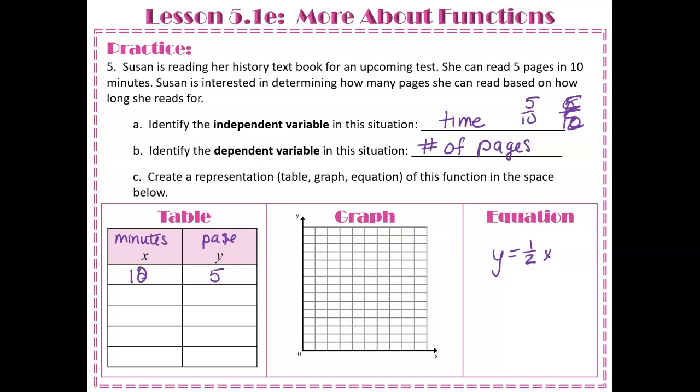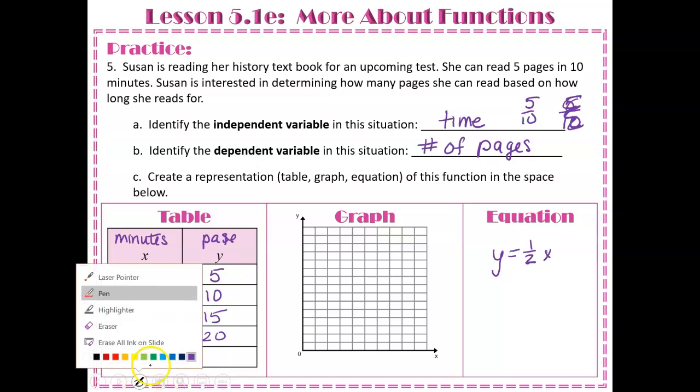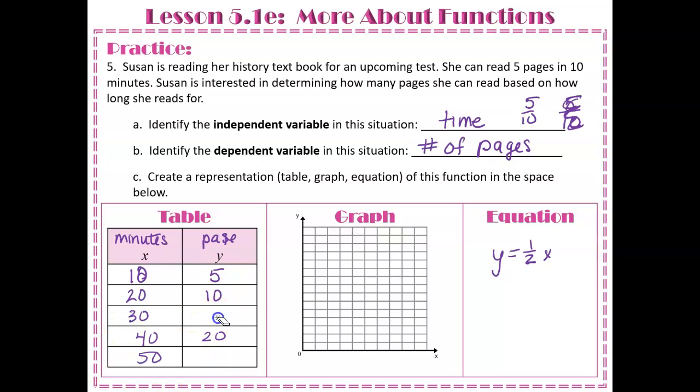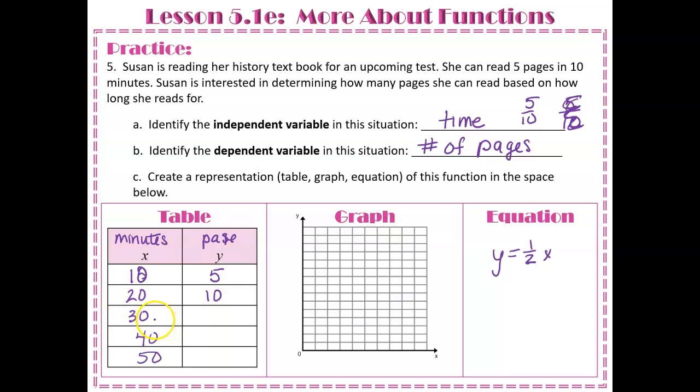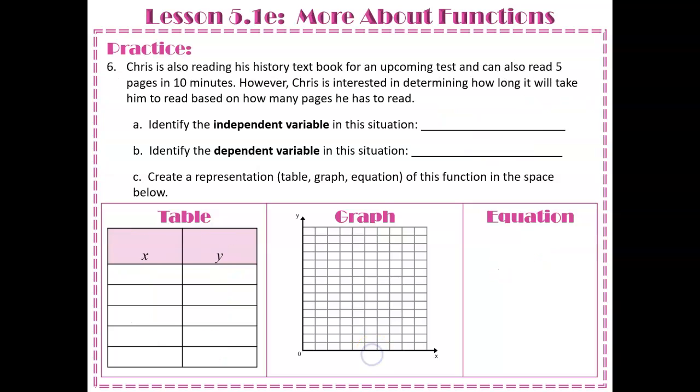So if in 20 minutes she reads 10 pages, 30 she reads 15, 40, 20, 50, hold on, back up the truck. So every 10 minutes she reads 5 pages. I was right. So at 30 she'll be at 15, 40 she'll be at 20, 50 she'll be at 25. So every 10 minutes she's reading 5 pages. All right, let's go on to 6.